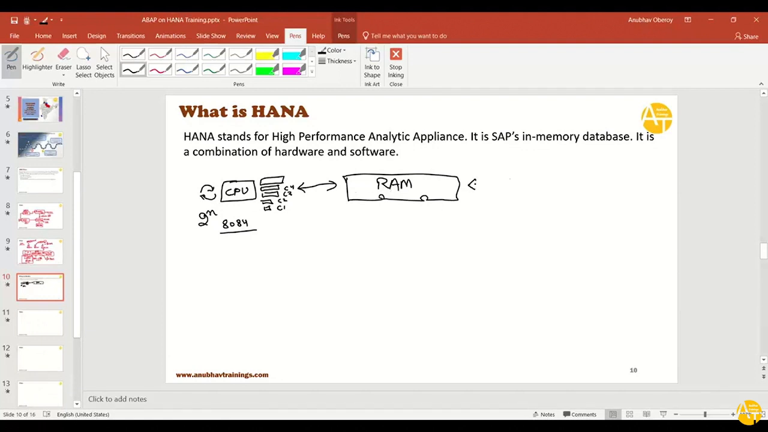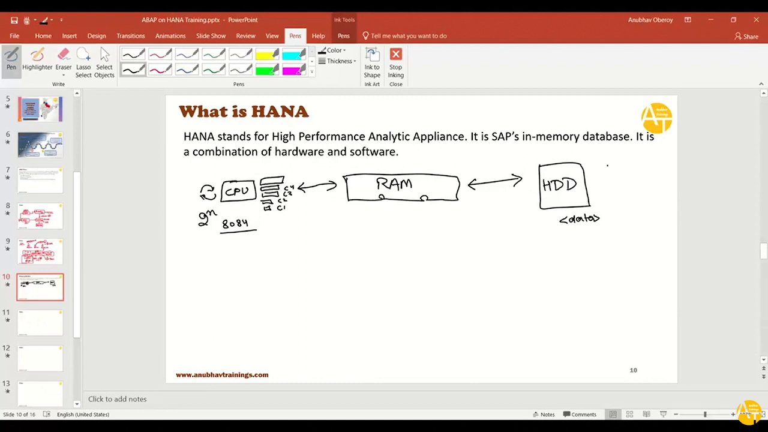Then we have something called a secondary memory. It's called a hard disk drive. All the computers or traditional databases keep all the data in the hard disk. There are two reasons. One is the limitation of the size of address bus which this CPU can point to. And the second reason is the cost. The cost of RAM is comparatively higher than hard disk.